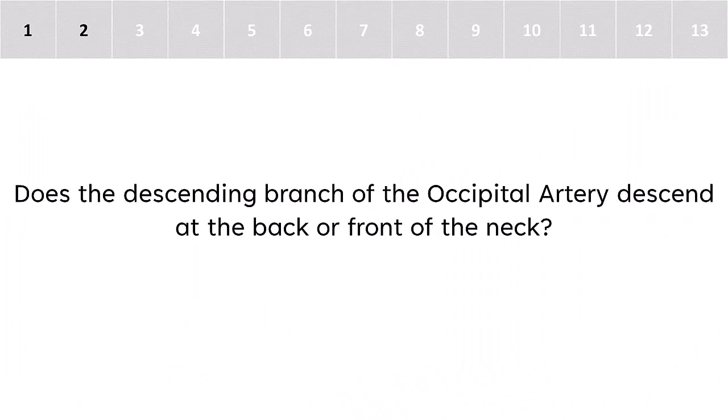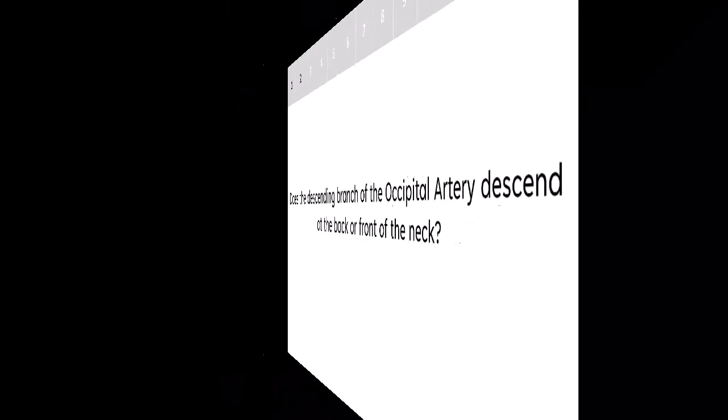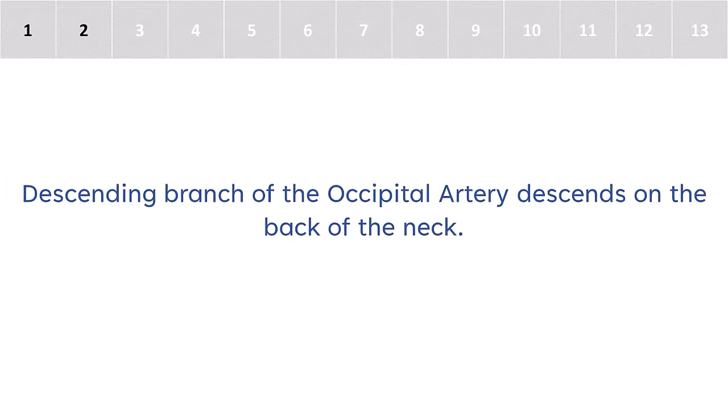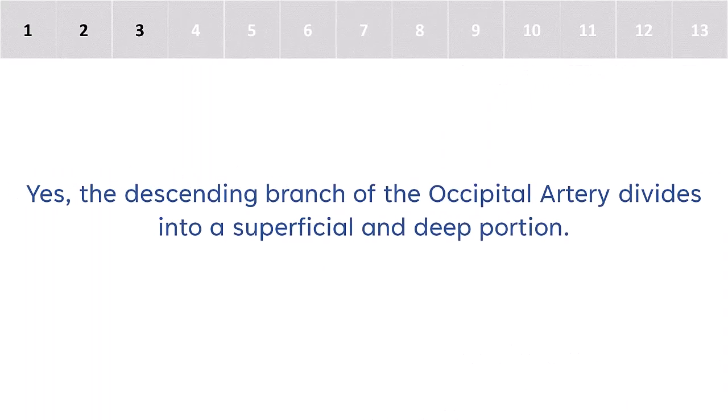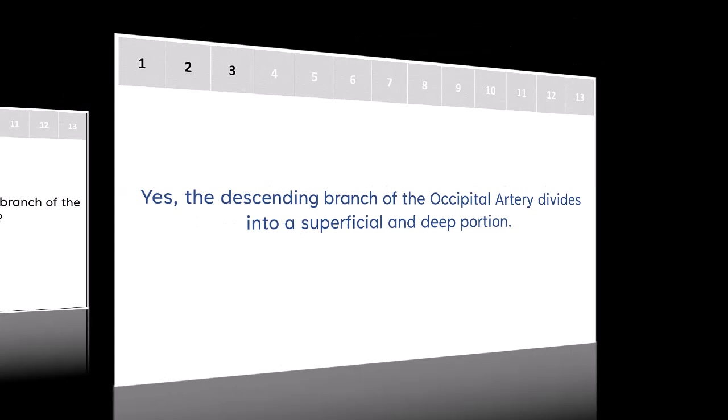Does the descending branch of the occipital artery descend at the back or front of the neck? The descending branch of the occipital artery descends on the back of the neck. Does the descending branch of the occipital artery divide into a superficial and deep portion? Yes, the descending branch of the occipital artery divides into a superficial and deep portion.